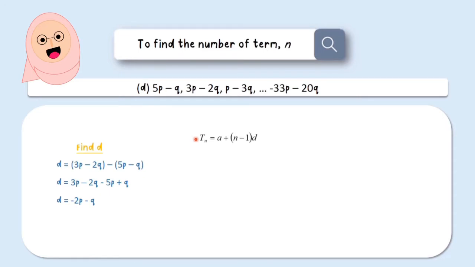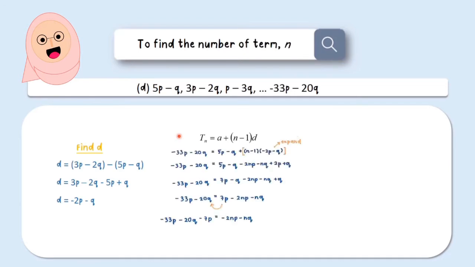So from this formula, we can substitute all the information that we can obtain from the question. So Tn is the last term, negative 33p minus 20q, equals a, which is the first term, 5p minus q, plus (n minus 1), and don't forget the bracket, d. So d is negative 2p minus q. And then we need to expand the (n minus 1) and the (negative 2p minus q). As we expand them, all of them, and solve them, we can get this equation.